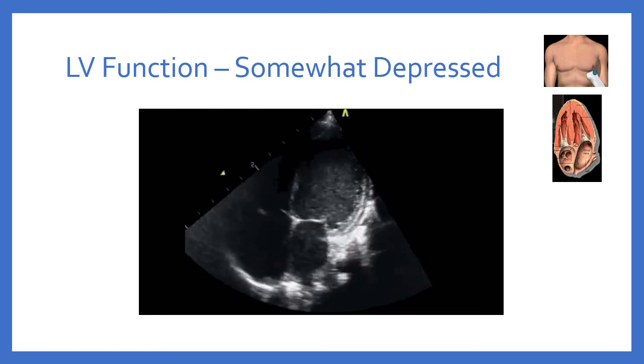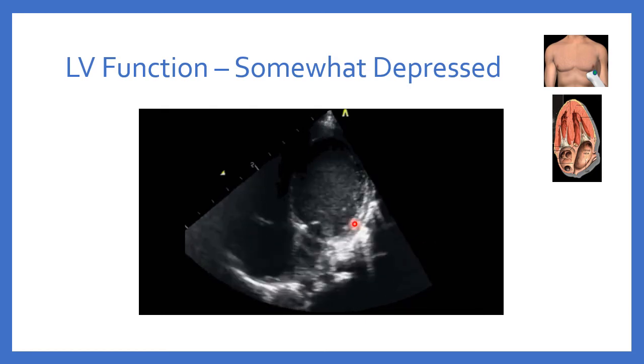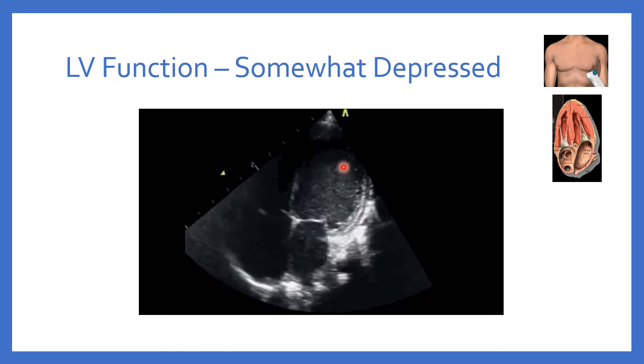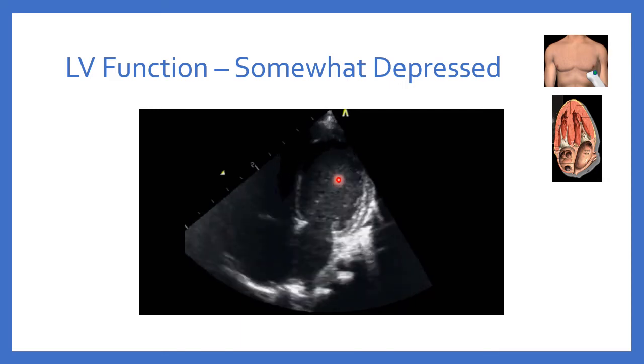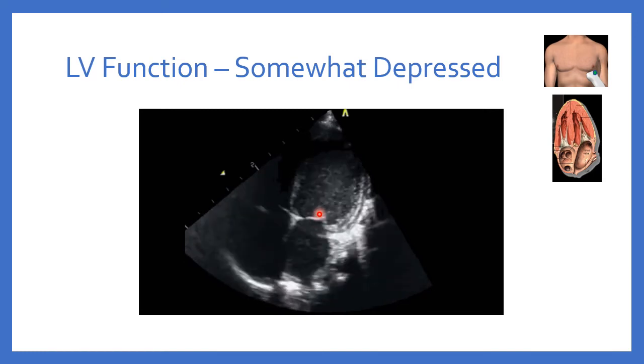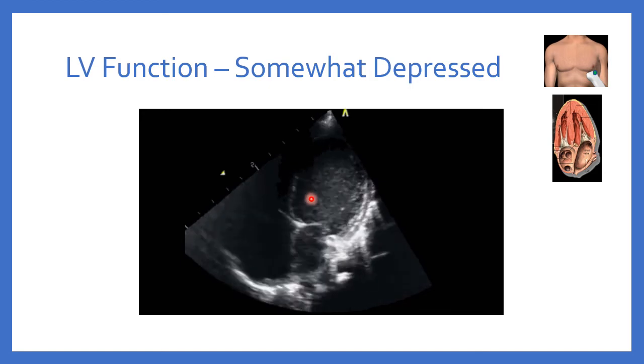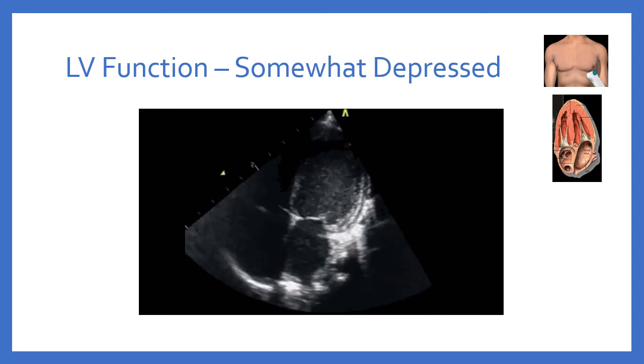Here would be an example of an LV that is somewhat depressed in function. Again, the LV is a little bit dilated here, and the size of the ventricle is not decreasing as much during systole. Also, the septal leaflet of the mitral valve is only opening about halfway towards the septum.